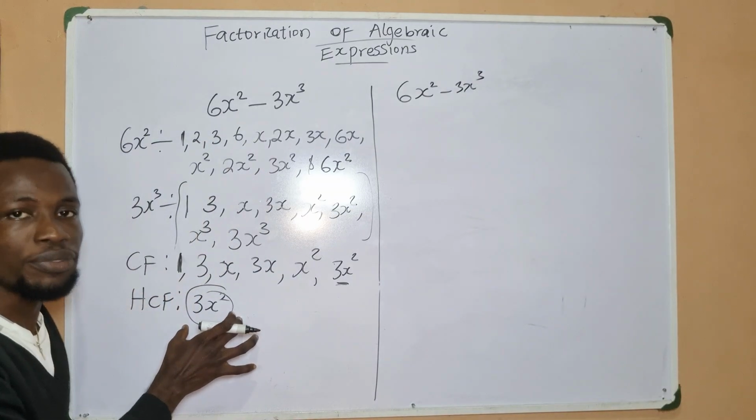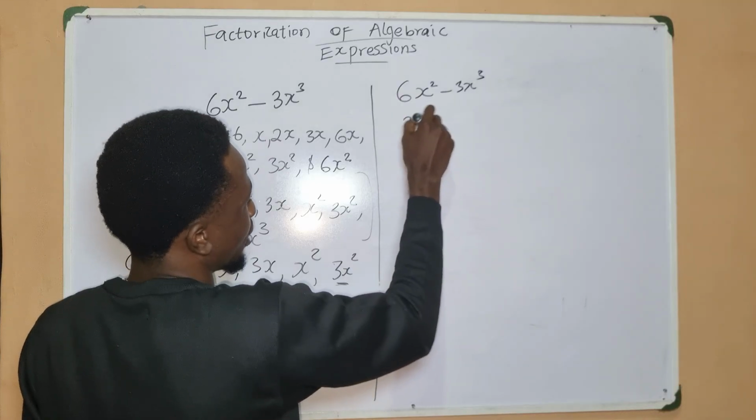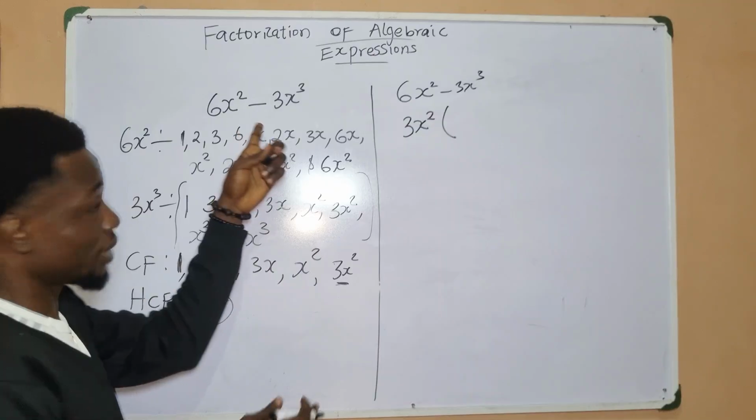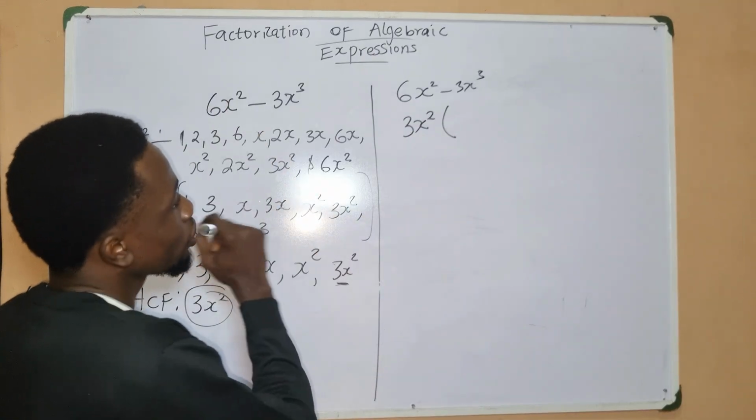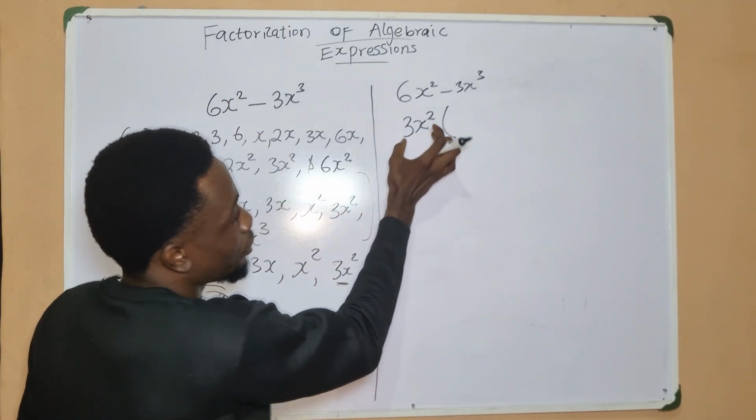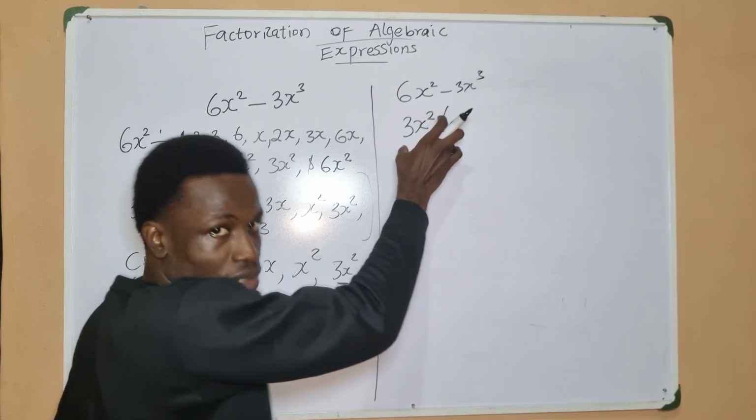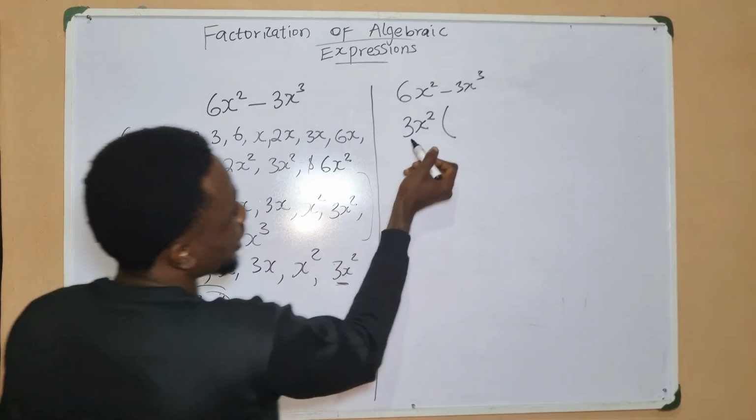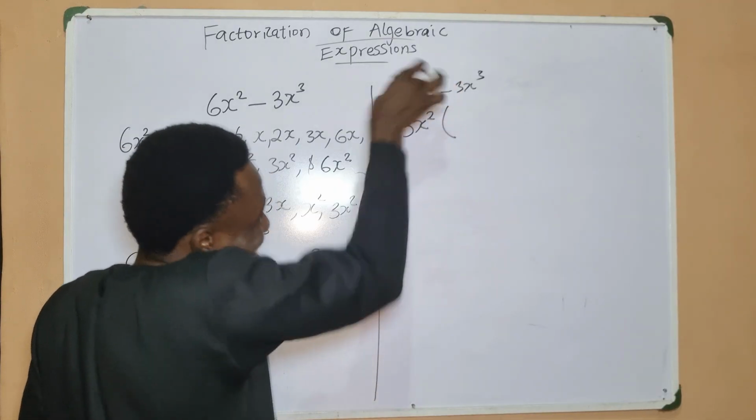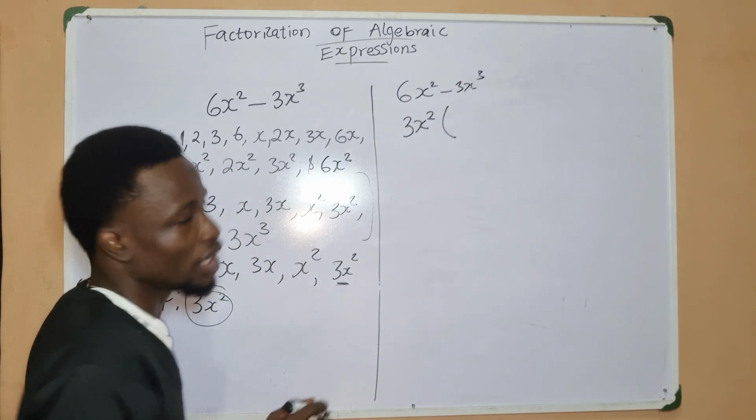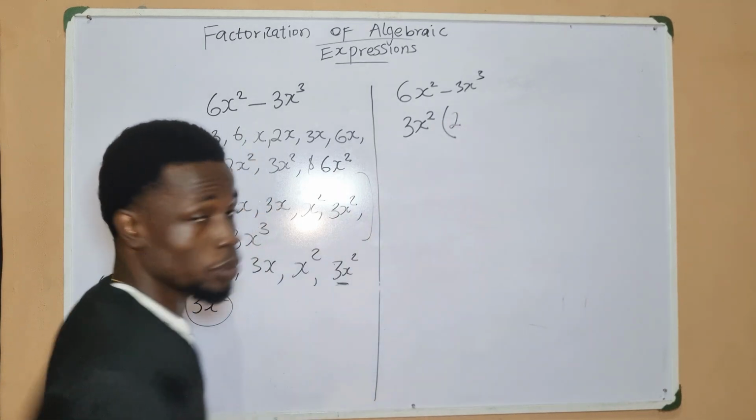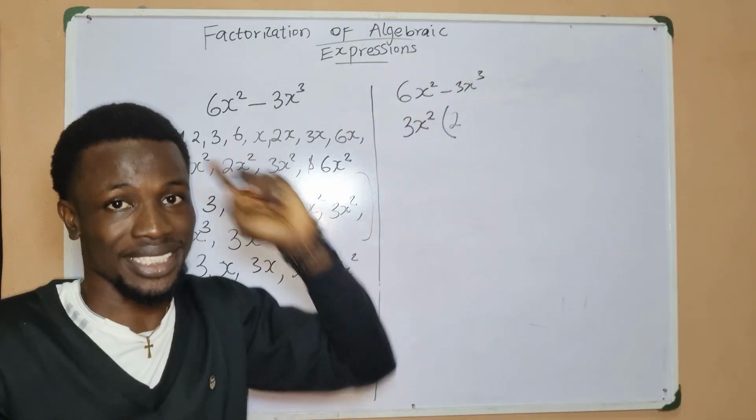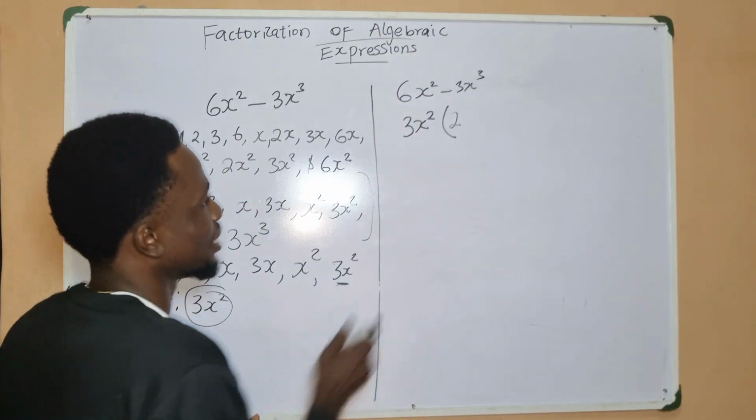Taking this as the highest common factor, I'm going to place it here, 3x squared, and open a bracket. Remember, we're factorizing this expression, so I'm putting it inside a bracket. We put this highest common factor outside the bracket, then use it to divide each term. So 3x squared, when it divides 6x squared, you're left with what? 2. How do I know? Because if you do 2 times 3x squared, you still get back 6x squared. So we've not done anything strange.